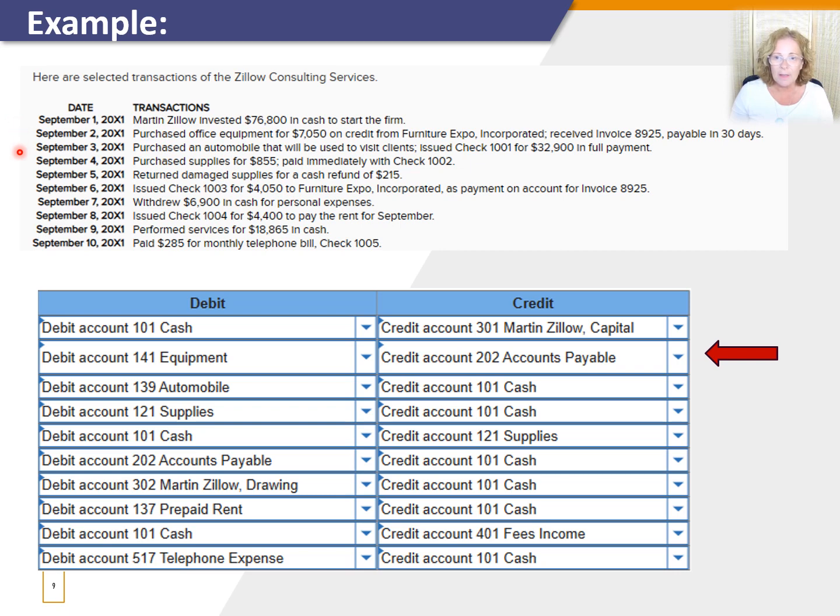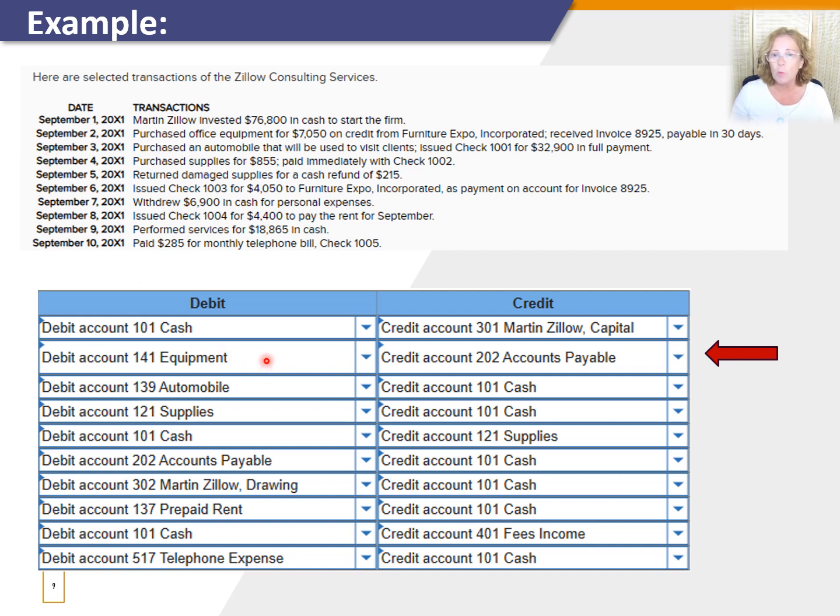Let's look at the next transaction. Zillow Consulting purchased office equipment on credit for $7,050. How do we know that the company purchased on credit? It states that the amount is payable in 30 days. So for this transaction, let's first understand what resources or obligations of the company change. The company now has more office equipment, and office equipment is considered an asset. Assets increase with debits. Therefore, we debit the equipment account.